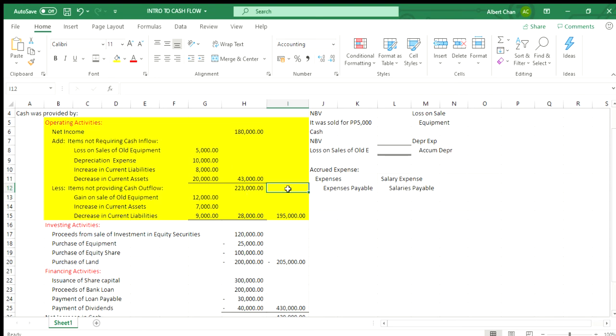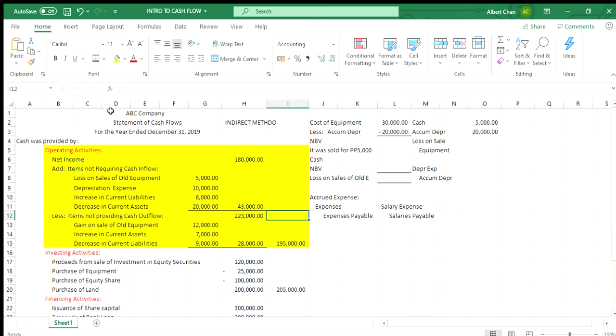Okay, we'll start with the statement of cash flow. I will explain first the statement of cash flow and the technicalities of preparing the indirect method and direct method. When you prepare the statement of cash flow, there will only be a difference in operating activities between the direct and indirect methods. When it comes to investing activities and financing activities, there will be no difference, no?